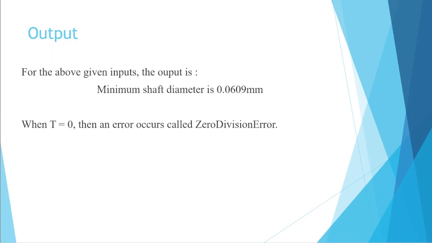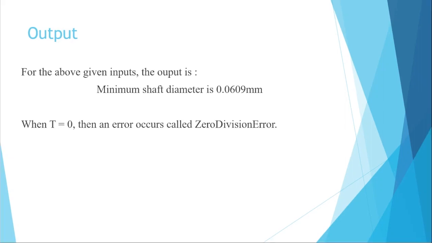So for the above given inputs, the output is minimum shaft diameter as 0.0609 millimeters. But when t equals 0, that is when torque equals 0, the denominator in the formula becomes 0. So it gives an error called zero division error, which you can see clearly when we execute the code in a Python compiler.